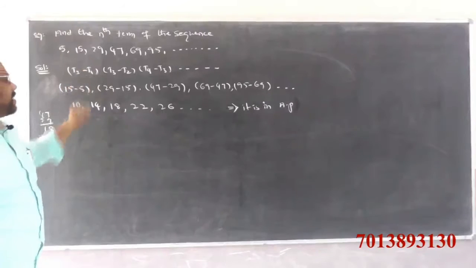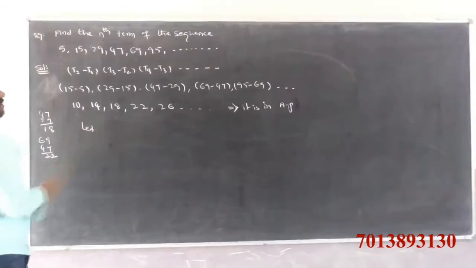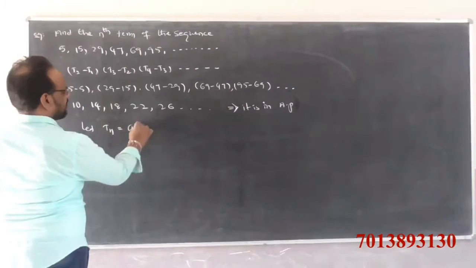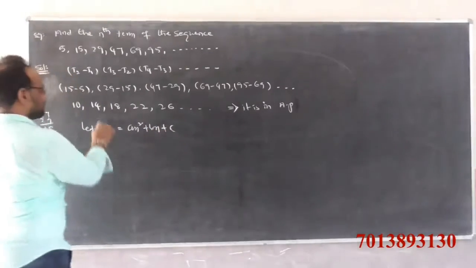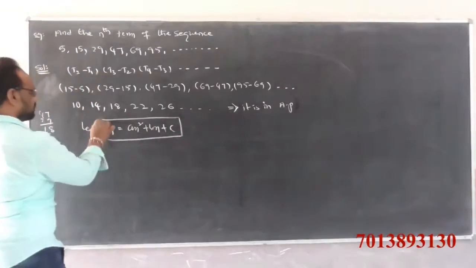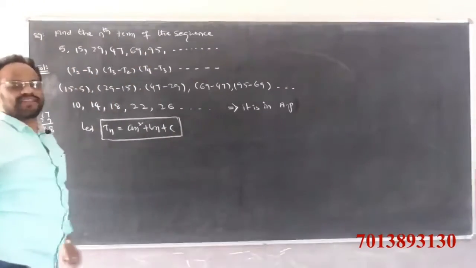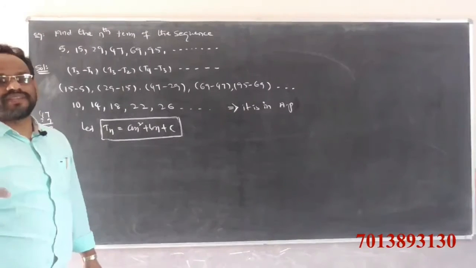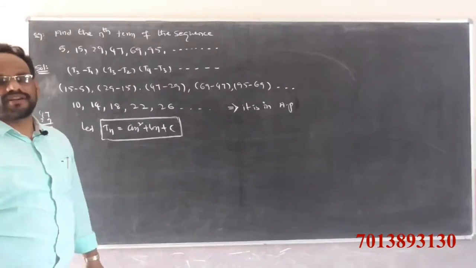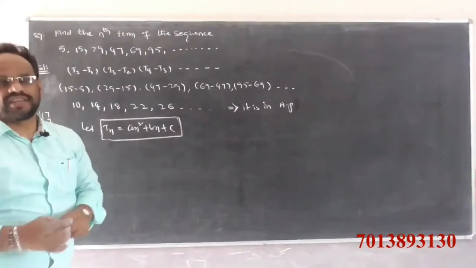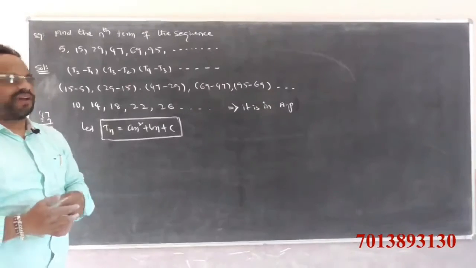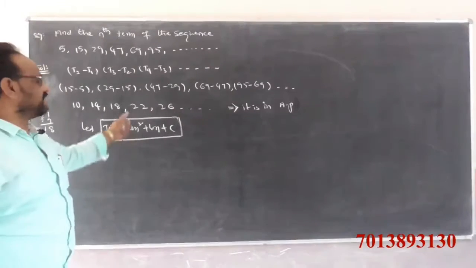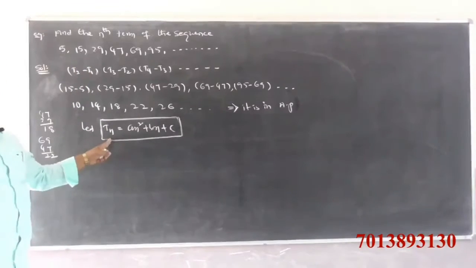Let us assume that Tn is the nth term of the given sequence, Tn equals A n square plus B n plus C. The nth term of the given sequence we don't know. It is not a linear expression, because in a linear expression the given sequence must be in arithmetic progression. So that's why we take a quadratic equation, or cubic equation, or any other equation. So I take Tn equals A n square plus B n plus C.